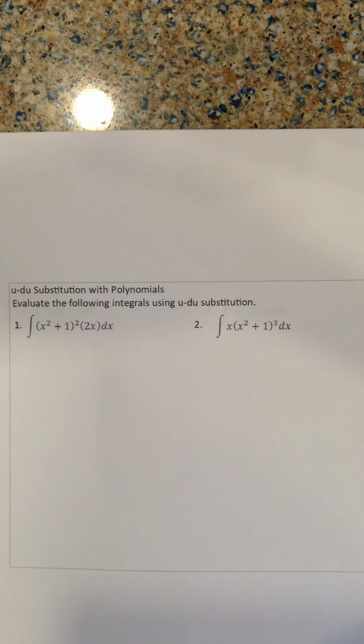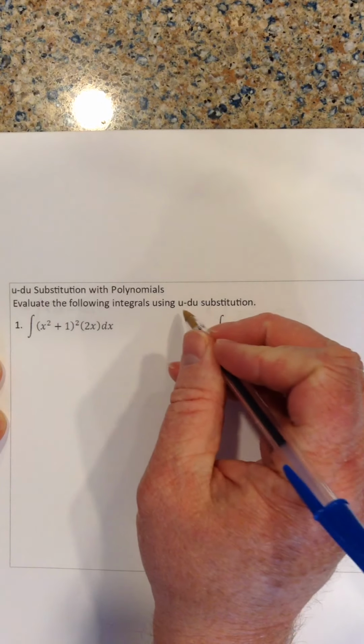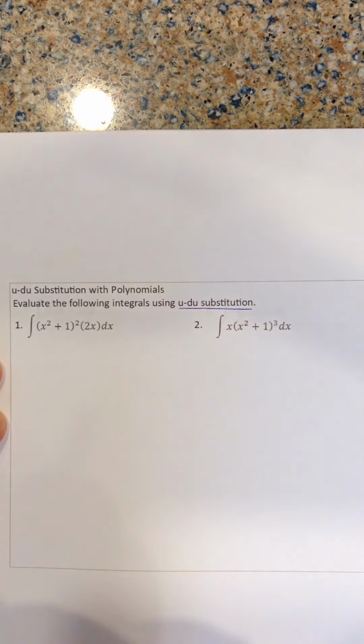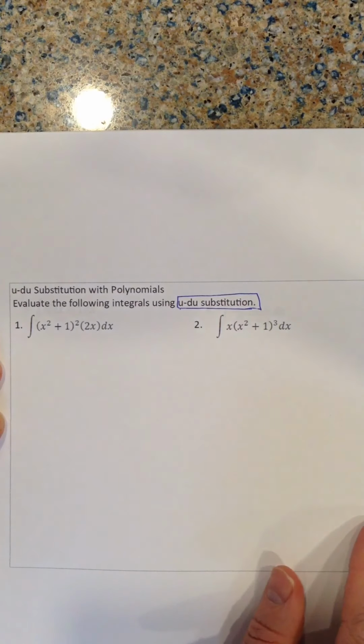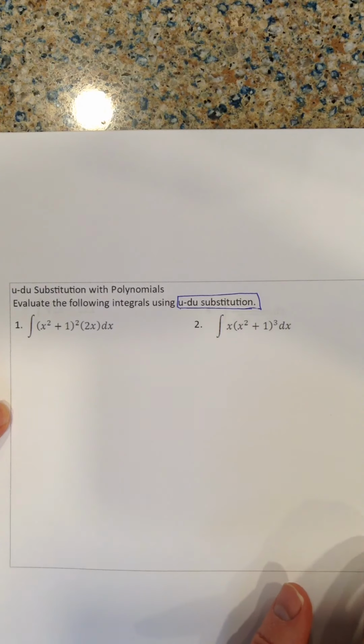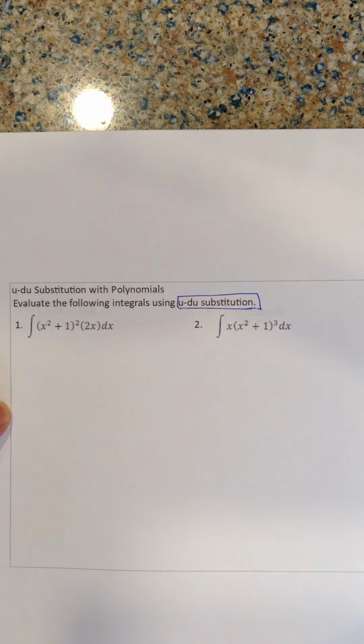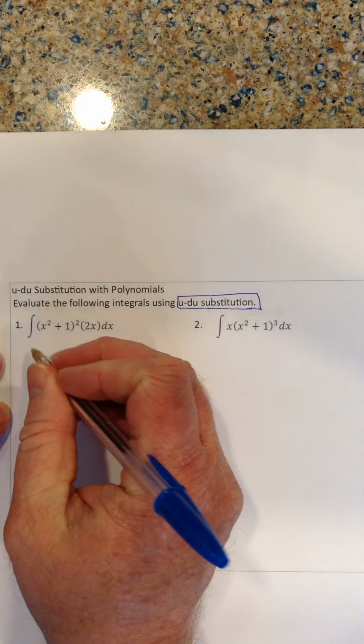Okay, u-du substitution with polynomials. Evaluate the following integrals using u-du substitution. Alright, so we basically want to find the antiderivative, and this process called u-du substitution is like the chain rule for derivatives, and it allows you to take almost all the other integrals that are out there. Okay, so it's also really tricky for students at first.